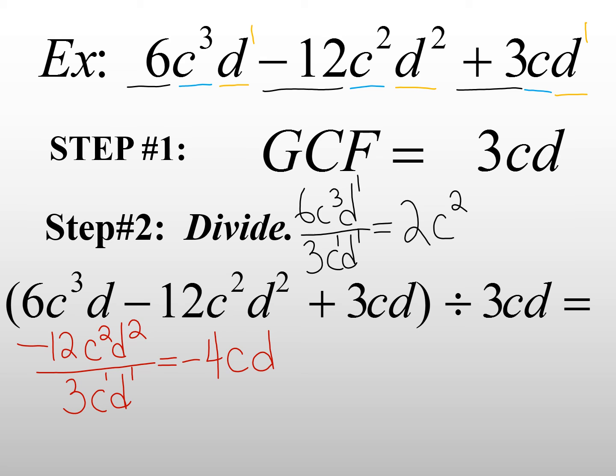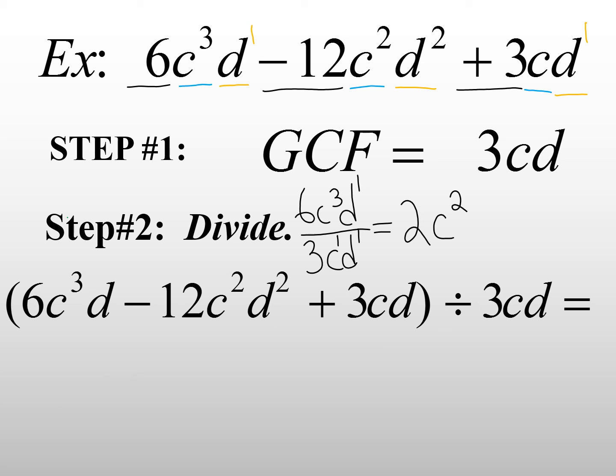All right, let's go to the third one. We have 3 times c times d divided by 3 times c times d. That equals 1. And if we put everything together, that will give you 2c to the second power minus 4 times c times d plus 1.